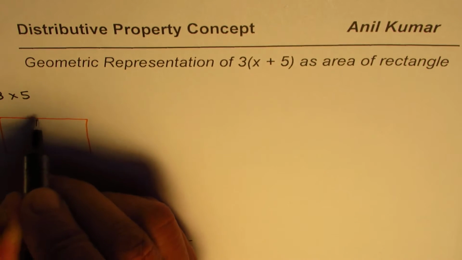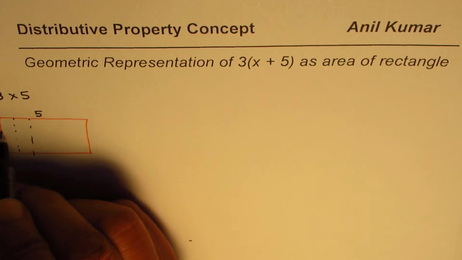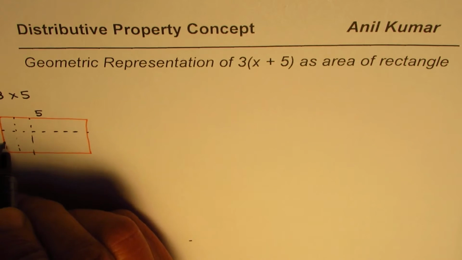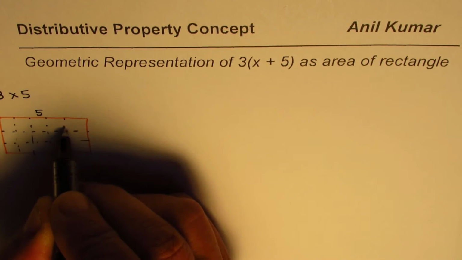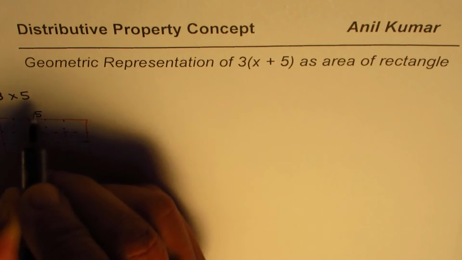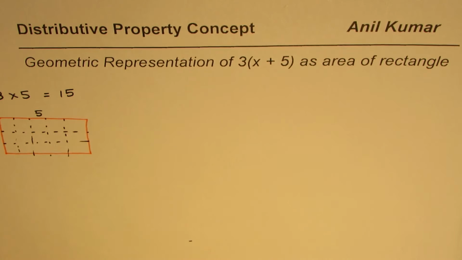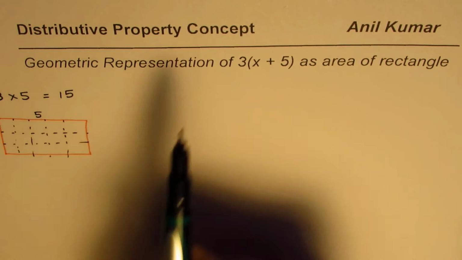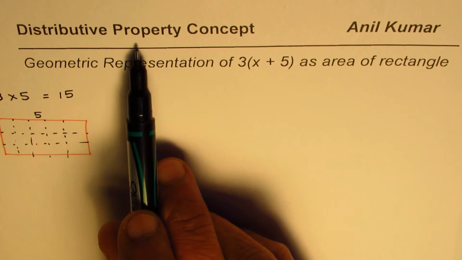If we have 3 here, 5 here, counting all the squares in between will give you the area, and the number of squares will be 15, right? So we have 1, 2, 3, 4, and 5. These are all 15 squares, and therefore we say 3 times 5 is 15, and that is how you learn the basic concept of area. We'll continue with this concept to solve another question and also understand distributive property.